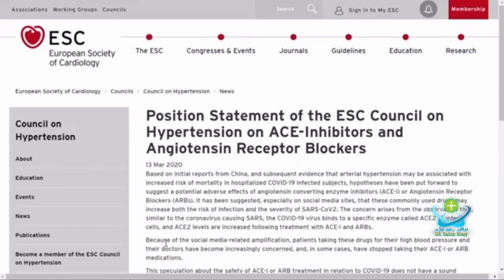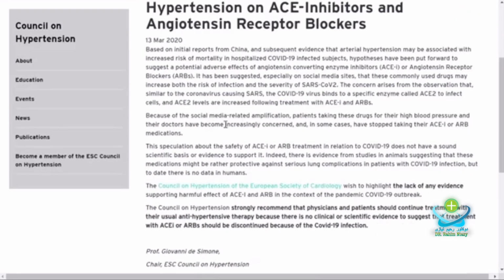Well, here is the response from the European Society of Cardiology. They say here, because of social media-related amplification, these patients taking their high blood pressure medications have become increasingly concerned and in some cases stopped taking their ACE or ARB medications. This is what the official response is from the European Society of Cardiology. The speculation about the safety of ACE inhibitors or ARB treatment in relation to COVID-19 does not have a sound scientific basis or evidence to support it.